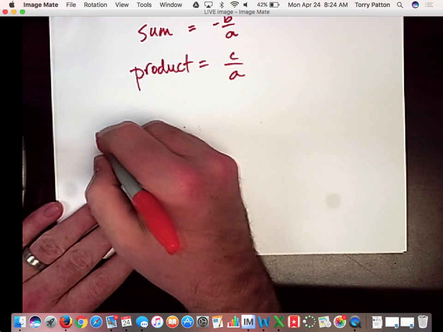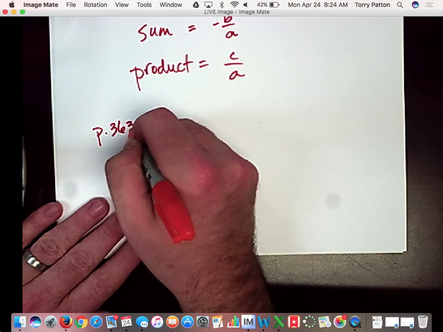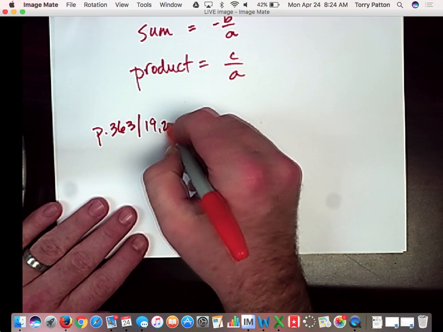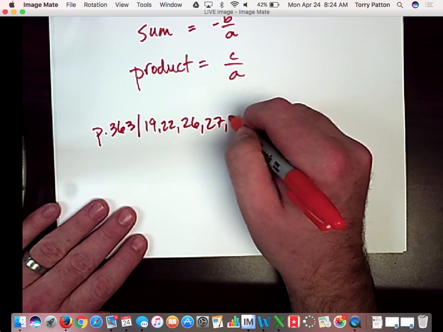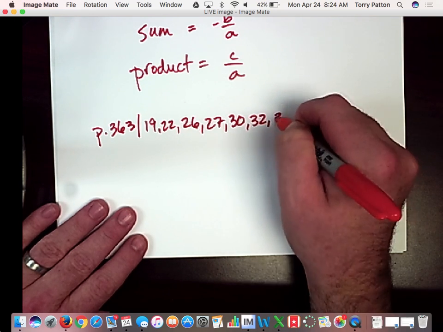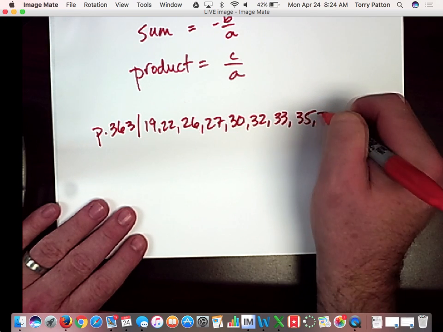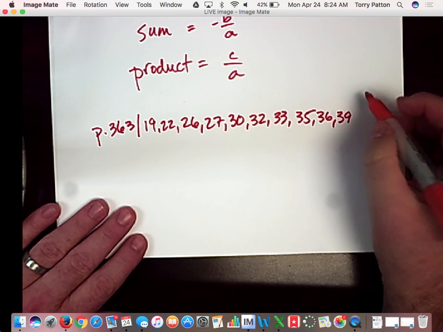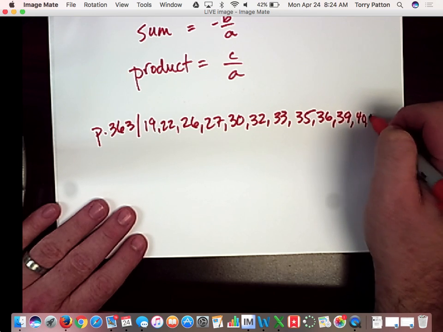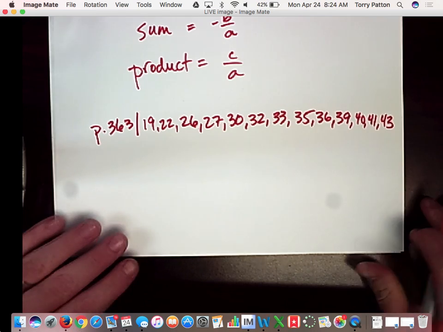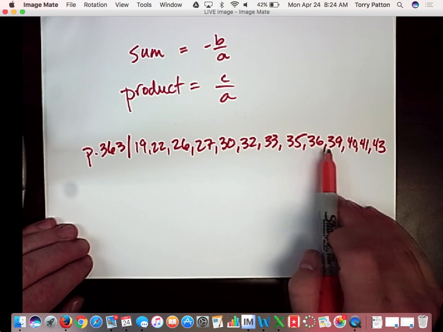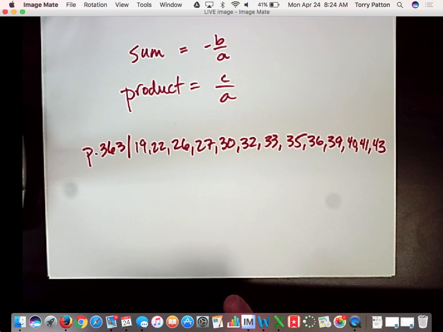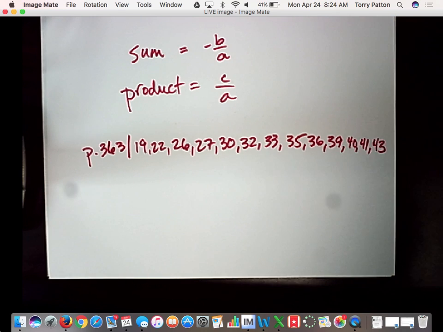Homework is page 363, 19, 22, 26, 27, 30, 32, 33, 35, 36, 39, 40, 41, 43. I'm running out of paper space. I know, it looks like a lot, but it's just 13 problems. Yeah, it's only 13 problems.